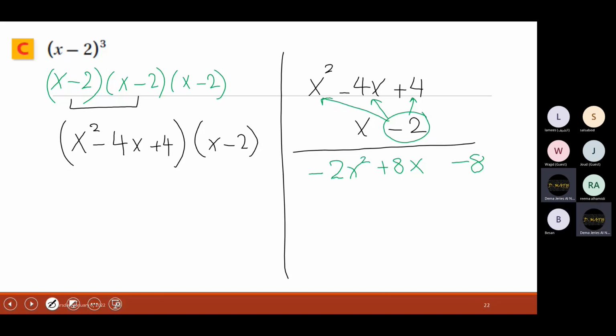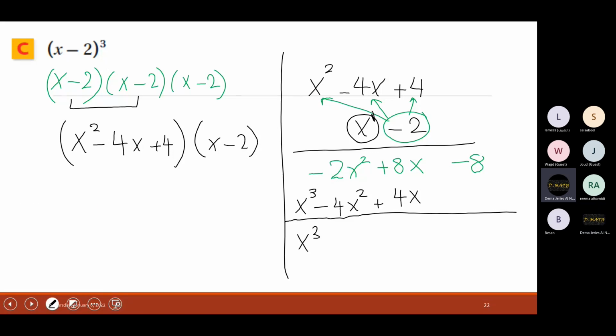Bravo. Then what do you have to do next? x times 4 is 4x. Bravo. x times negative 4x is negative 4x squared. Bravo. And x times x squared? No, you have power of 1 and power of 2. You'll add them. It will be x cubed. Bravo.